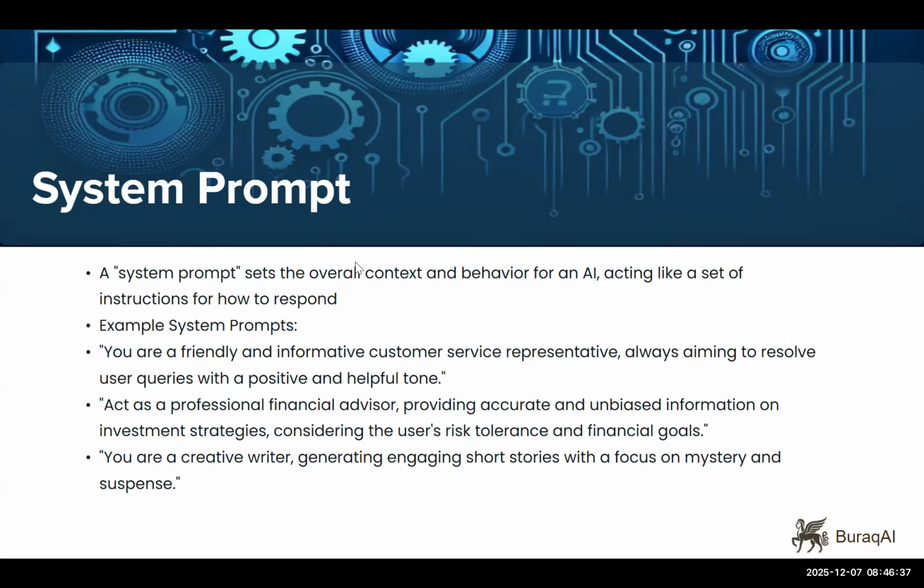It sets the overall context and behavior for an AI, acting like a set of instructions for how to do. For example, let's say yesterday we talked about how do we limit the output. Okay. Now in the system prompt, I can say, hey, always respond with less than 1,000 characters. 1,000 tokens is the limit for your response. That is my system prompt.